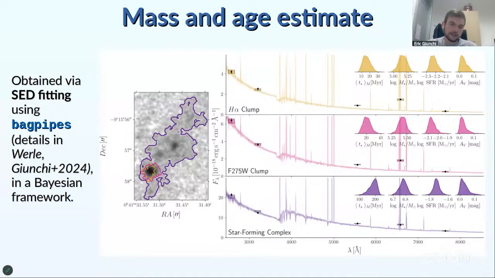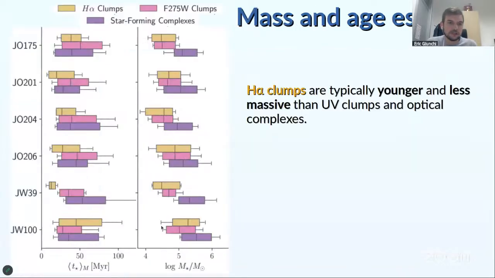This is the same complex that we've seen before with UV and H alpha clumps, and these are the results. So we can have finally a catalog of masses and ages for most of the clumps. It depends on the quality of the data. So just to show some distributions, these are the same colors that you've seen before for H alpha, UV, and optical complexes. And as expected, typically H alpha clumps are younger and less massive than the UV or optical counterparts. So let's say everything is working as expected.